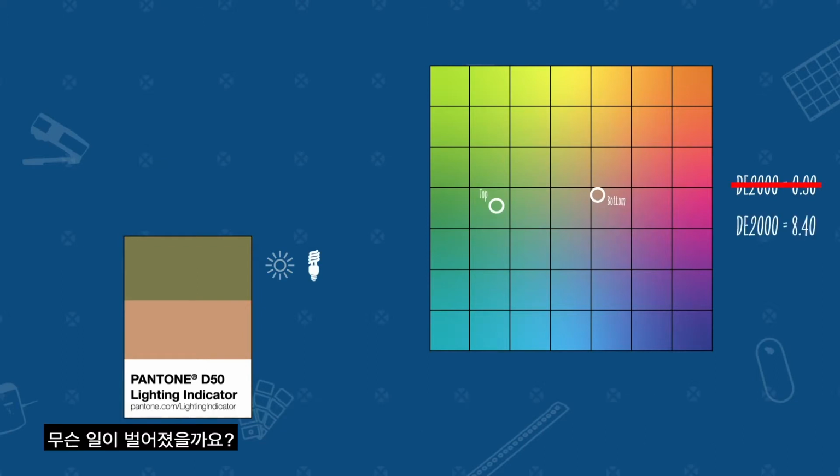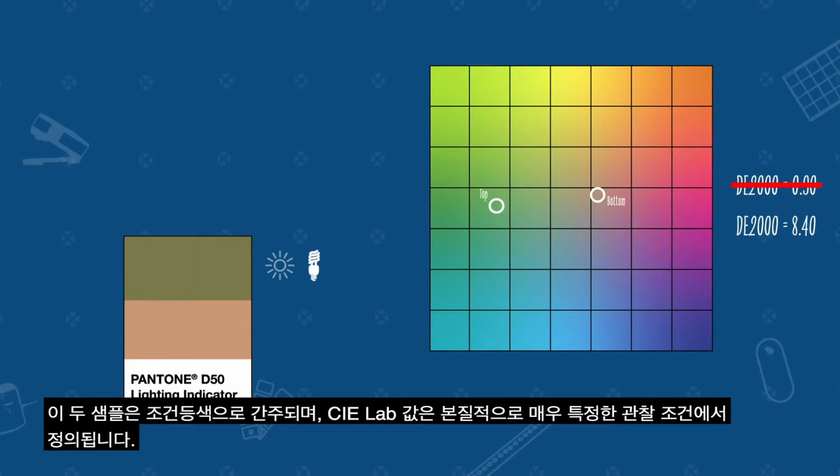So what happened? These two samples are considered metameric matches, and C-Lab values by nature are defined under very specific viewing conditions. This is where spectrophotometers can help.